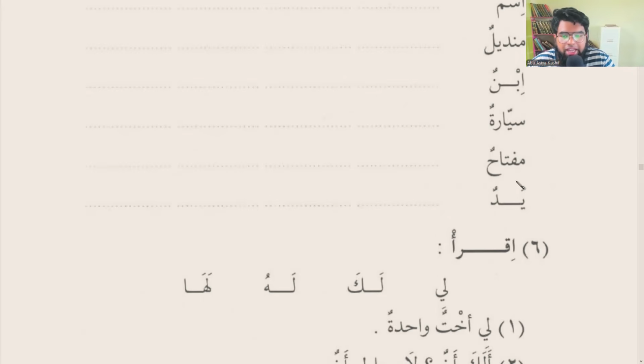مفتاح. هذا مفتاحي. This is my key. هذا مفتاحك. هذا مفتاحه. This is hu and the ha. And هذا مفتاحها. This is his, her key. This is car. No, sorry.